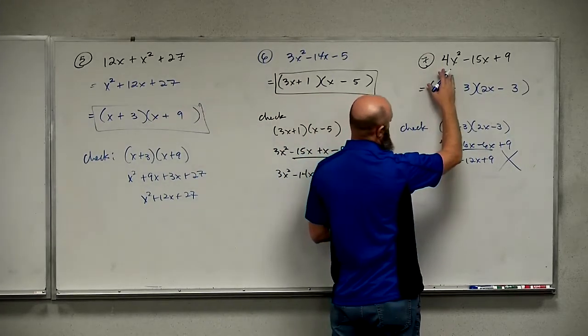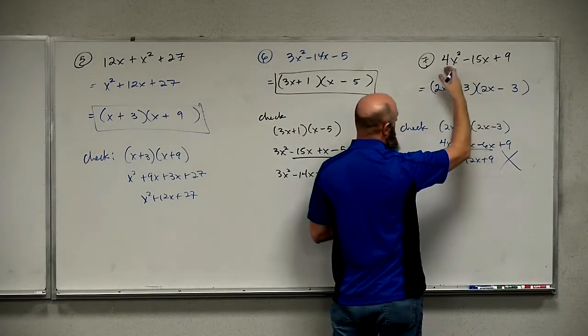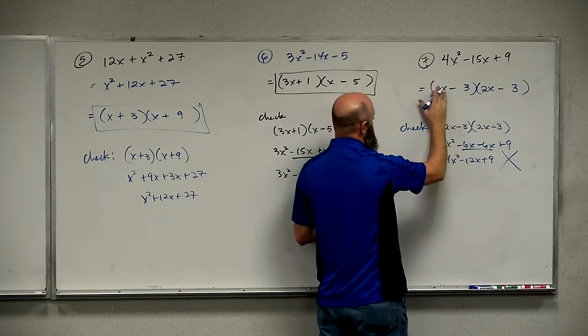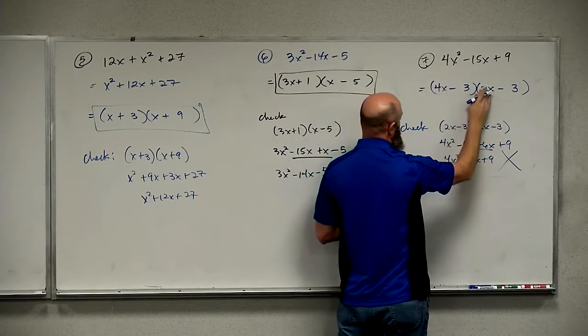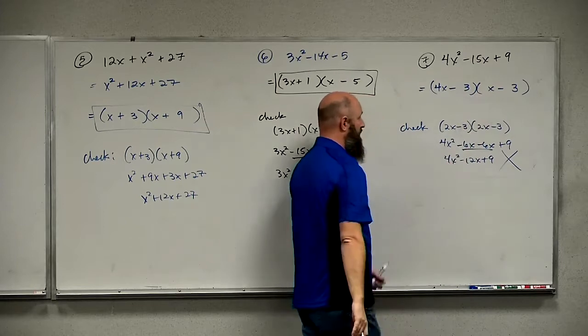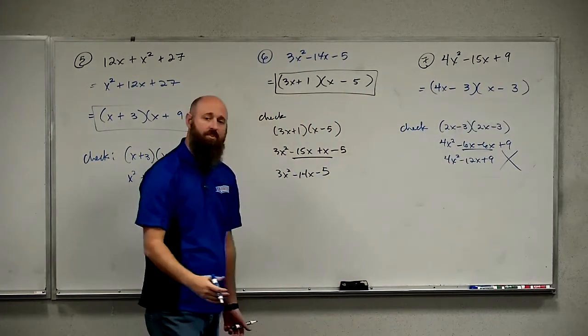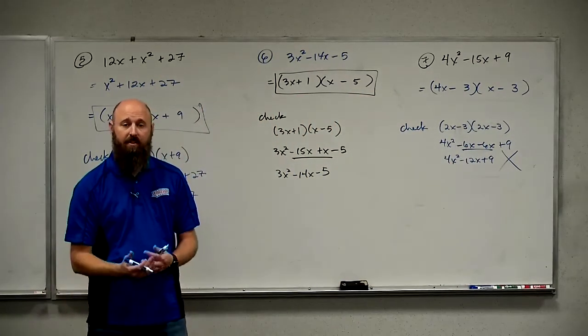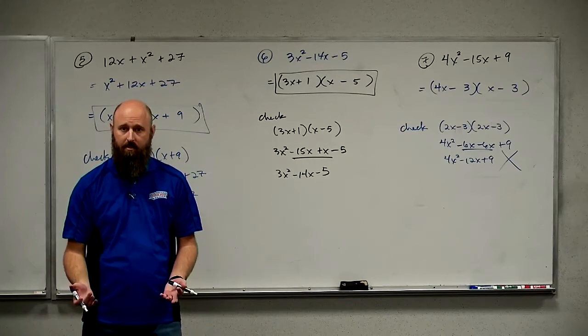So let's start with this 4. We could start with the 9 if you want, but I'm going to start with the 4. I'm going to change this one to 4 and this one to 1, so I don't need a number there. And I want to see if that works. And if it doesn't, then I'll change the 3s. Okay?